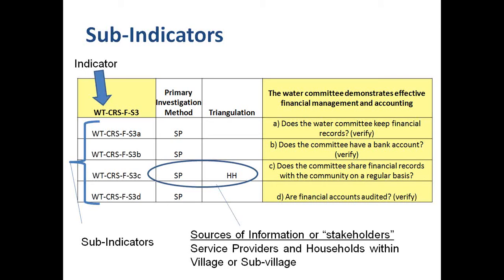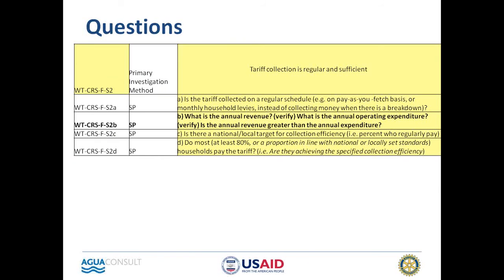So the SP stands for service provider. And so that would be the primary, so in the case of a water committee, for this one, the CRS, the service provider would likely be a water board or a community water committee or a village management committee. And so they would be the primary unit of investigation. They would be the ones where you would be directing the survey questions to. And then in the case of the sub-indicator C, we'd also be asking questions to the household to corroborate the information provided by the service provider.